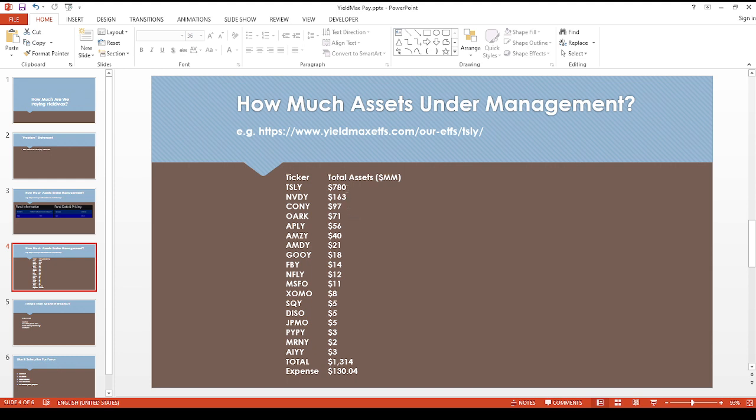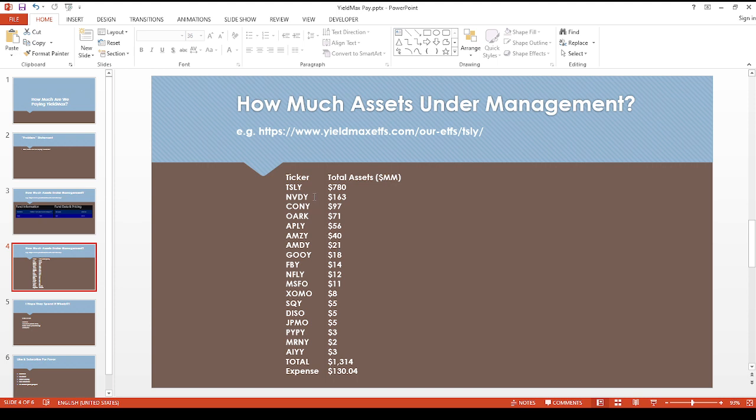So right off the bat, TSLY is by far the most popular one. It's basically over half of the total assets. This could be good or bad. I guess they have a lot riding on TSLY. NVIDIA, I was surprised, is in second place, kind of behind, but I guess it makes sense since TSLY was one of the first ones. OARC unfortunately was also one of the first ones, but it's clearly TSLY that's just dominating.